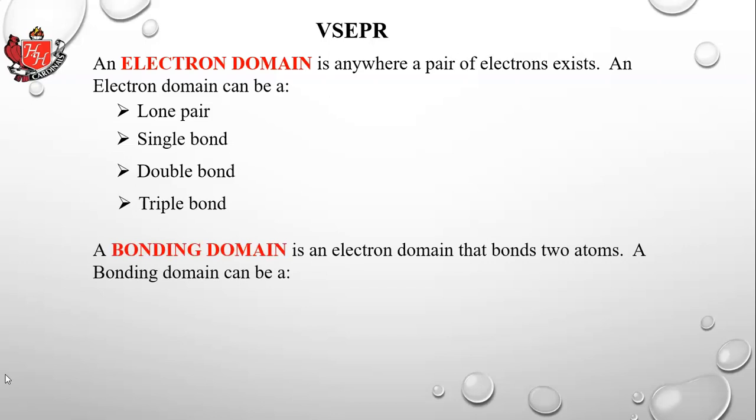A bonding domain is an electron domain that bonds two atoms, that connects between two atoms. A bonding domain can be a single bond, double bond, or triple bond. So the only one it can't be is a lone pair, because that does not bond between two atoms.